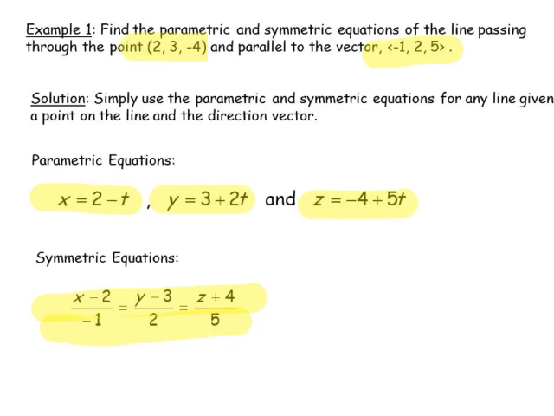You could write this first one as 2 minus x over a positive 1, but I would prefer you to leave it as x minus 2 over negative 1, since negative 1 corresponds with our vector. I'd like you to keep it the same number. So if you have a negative value for any of your vector components, when you're writing the symmetric equations, keep them as those negative numbers in the denominator.